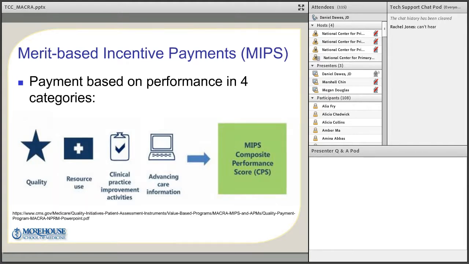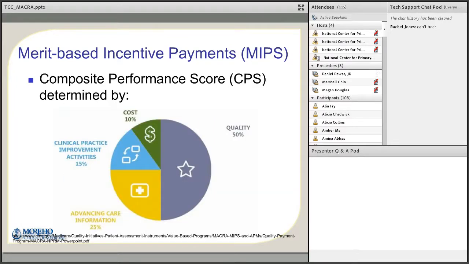So how is this whole MIPS program going to be scored? What actually goes into the score, right? The payment is based on performance in 4 categories: quality, resource use or cost, clinical practice improvement activities, CPIA, and advancing care information, which is formerly the meaningful use program.